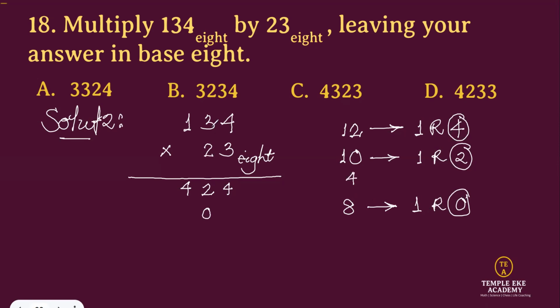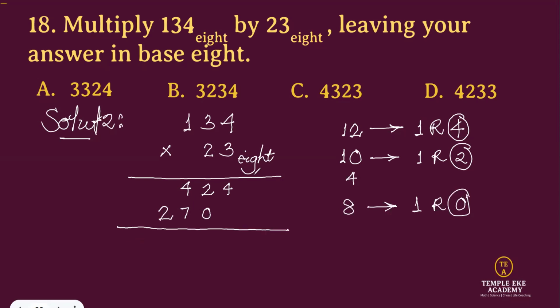Now 2 multiplied by 3 gives us 6. 6 plus the incoming 1 gives us 7. And 7 being less than the base 8 can be written. Of course, we have to write it. Finally, 2 multiplied by 1 gives us 2, which we can write because it is far less than the base 8.